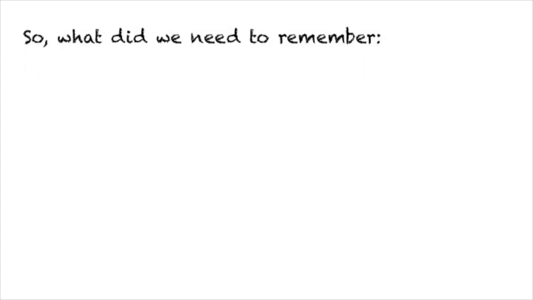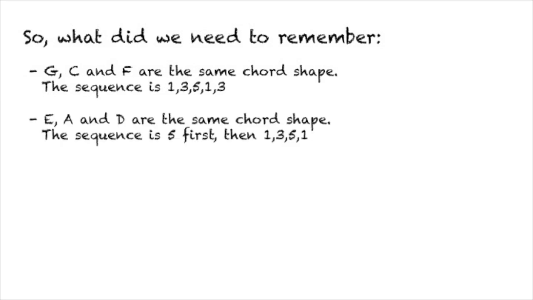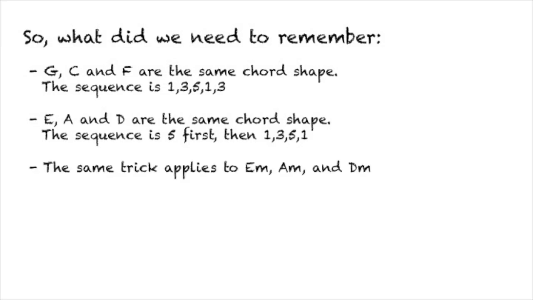So, let's review what we need to remember. G, C and F chords are the same shape and the sequence is easy. It's 1-3-5-1-3. E, A and D are the same shape but have the 1-3-5 sequence starting with a 5 note. Luckily the minor chords work out the same way.